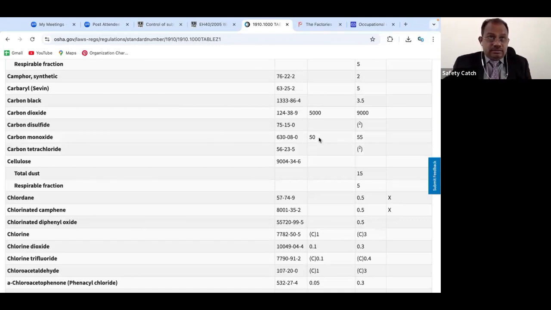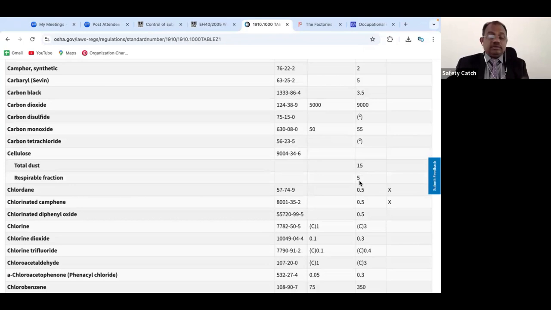But whichever standard you are following, you have to just follow it. We are not a question. Then some chemical like carbon tetrachloride is given with a bracket 2. That means you have to go to table 2. Z2 will be there. That is why they put a bracket 2. Okay, so there is a Z2 table.